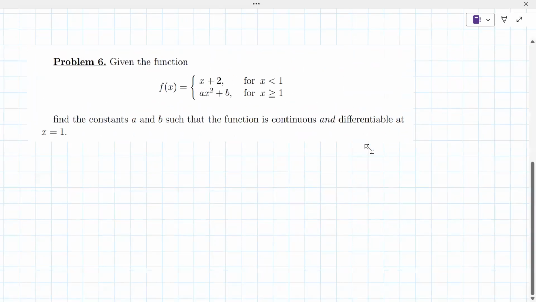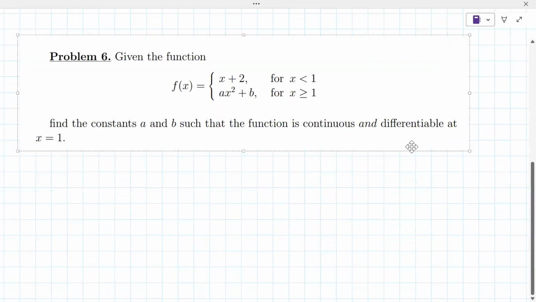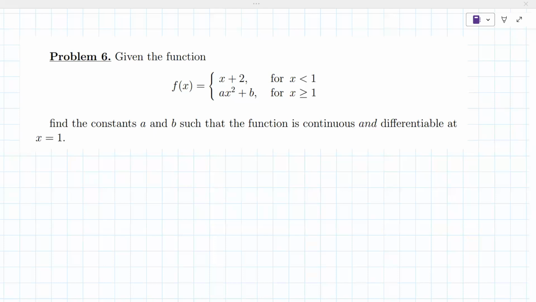All right. Given the function, find the constants a and b such that the function is continuous and differentiable at x equals 1. Does this look at all familiar to you? Yeah, but I'm going to be honest, I don't know how to do it. Okay, so the first thing is you put 1 in for x in both equations. Just x. Could you do that? And then 1 is going to be on the left side of the equal sign and 1's going to be on the right.